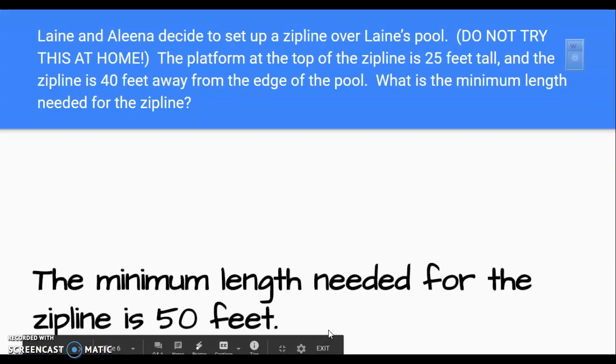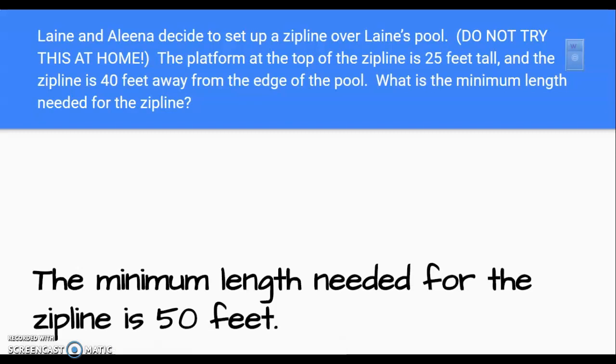Okay, even though 47.17 feet is the minimum, let's add a little bit there just to be safe for everybody. Remember, this is an example. So I'm going to say the minimum length needed for the zip line is 50 feet. Okay, most of Lane and Alina's friends are really short. Any other tall friends? I don't know. Just do the best you can. Tuck your feet up.